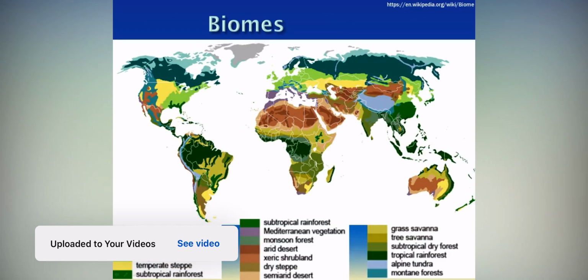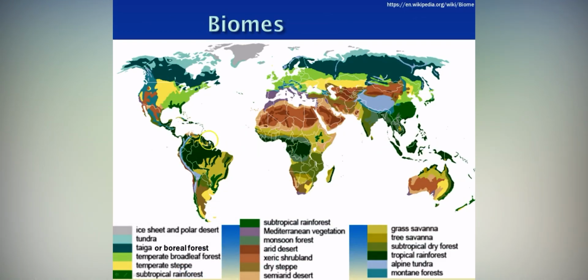Now biomes are large-scale ecosystems, such as tropical rainforests or boreal forests. And this shows you the different forests and grasslands and deserts.